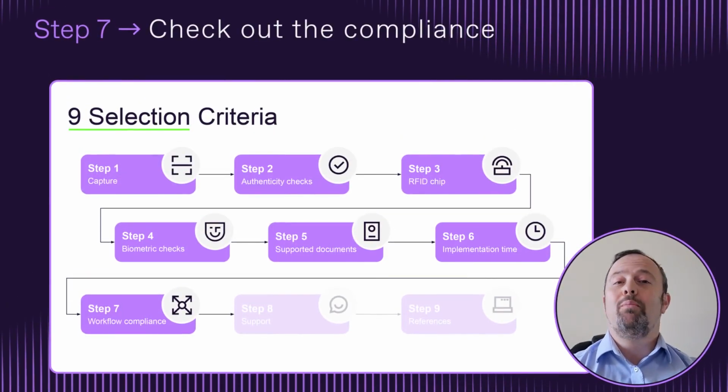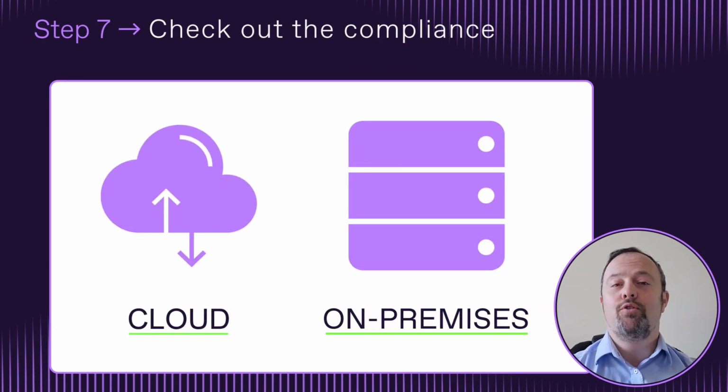Step 7 is all about checking the compliance of the workflows. When it comes to dealing with your customer's personal data during identity verification, there are two main approaches. First, you've got the software as a service scenario. Here, vendors handle all the storage and processing of your customer's data on their own infrastructure. Second, there's the on-premises approach. This is where you keep and process your customer's data within your own perimeter.